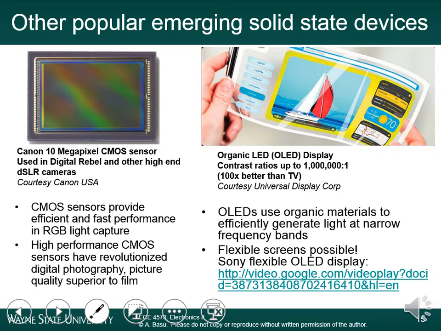What is RGB? Red, green, blue, right. We got lucky because it turns out silicon is very sensitive to visible light, red, green, and blue, the same types of wavelengths that we see with our eyes. Okay, so silicon is a very good material for making optical sensors. I would say that high-performance CMOS sensors have revolutionized digital photography, and the picture quality has become to the point where it's superior to film.